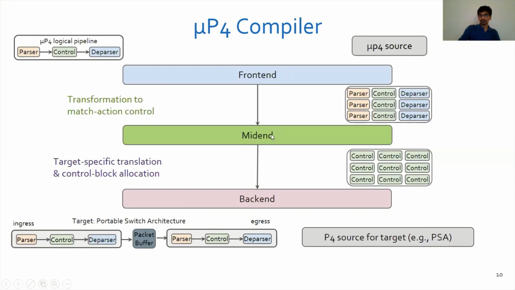It has two key passes, mid-end and backend. In mid-end, it transforms every match and action control and every deparser into a match and action control block, and in backend, it translates this homogenized IR to the target-specific data plane architecture.